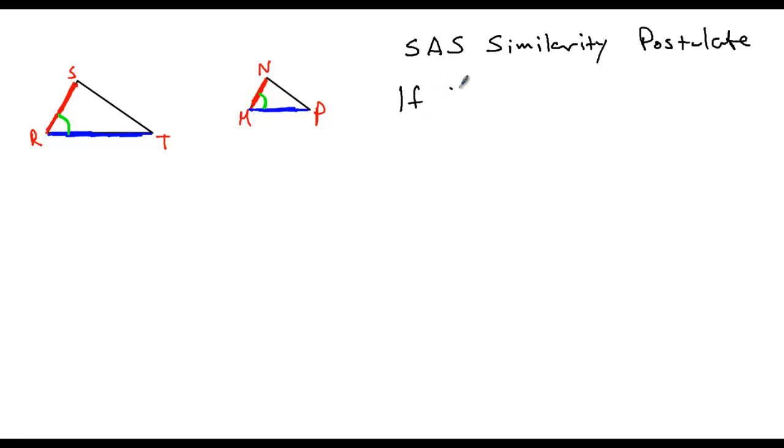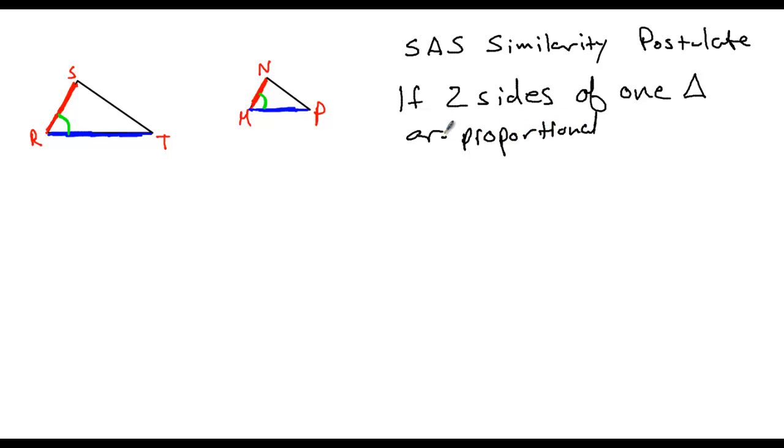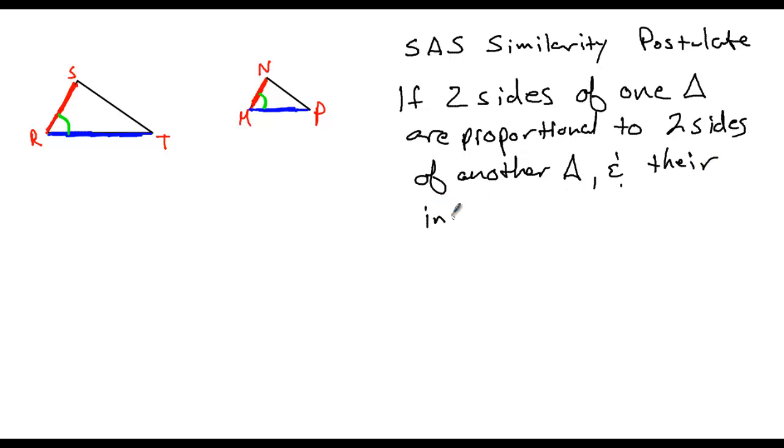It says, if two sides of one triangle are proportional to two sides of another triangle, and their included angles. Okay, so that is the included angle.